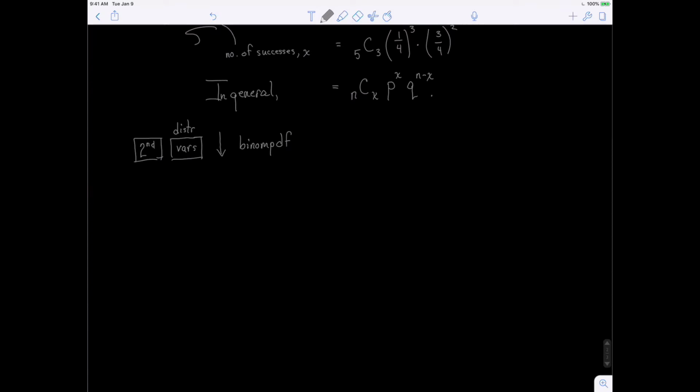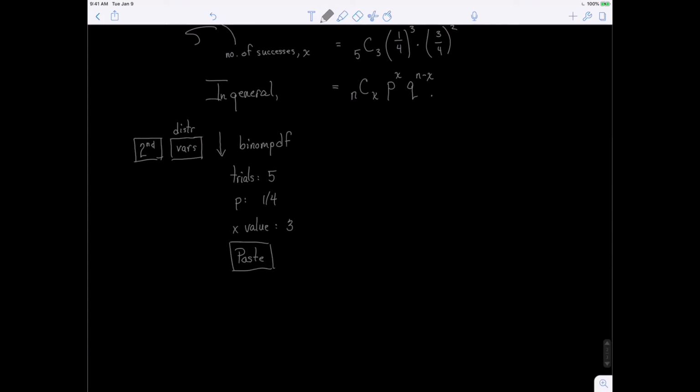The first thing it's going to ask you for is trials. In this case, there were 5 trials, or 5 questions. It's going to say P. Well, that's the probability of success. That's 1/4, or you could type 1 divided by 4, and then press enter. And then the last one it's going to ask for is your x value. This is the number of successes you're after, which in this case was 3. Then you highlight paste and press enter.